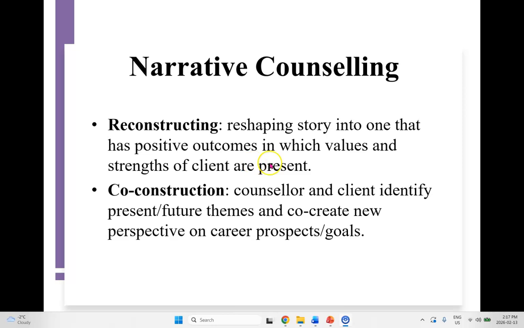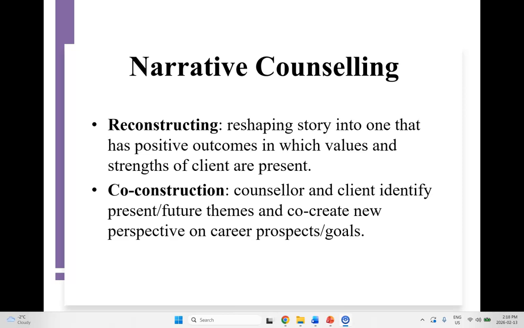Then we want to help the client to reshape the story into one that has positive outcomes in which values and strengths of the client are present. So we want to help the client take from whatever their experiences are, whatever that story is, and reshape it into one that shows what are the benefits of that experience that you had. Now, it's not to say that we're going to say, yes, you got fired, but let's look at the bright side. Let's look at the silver lining.